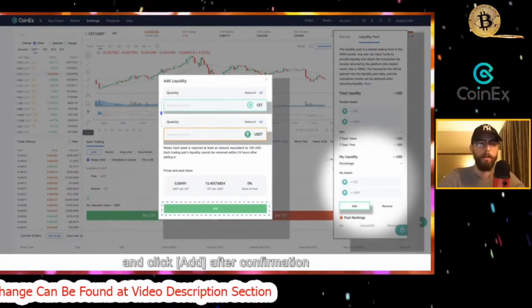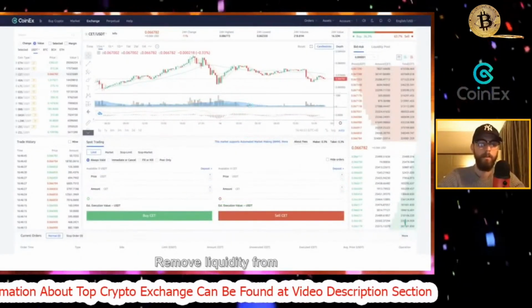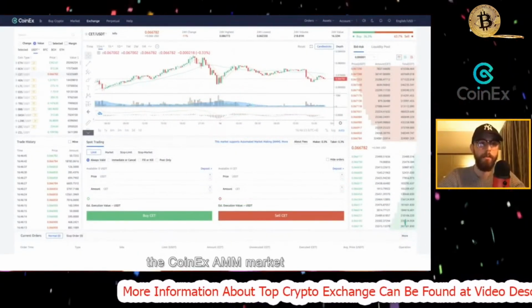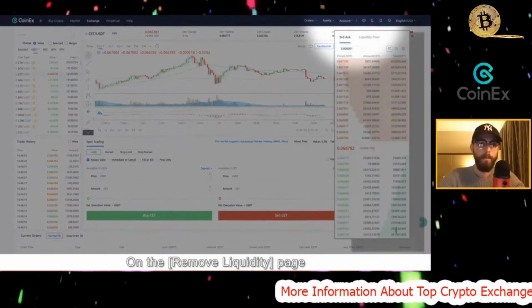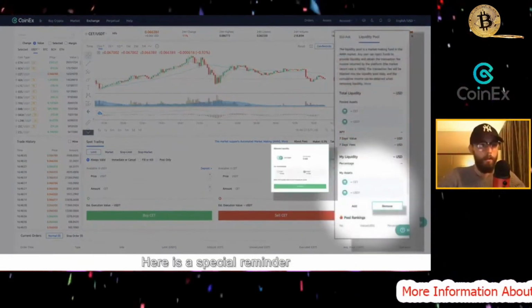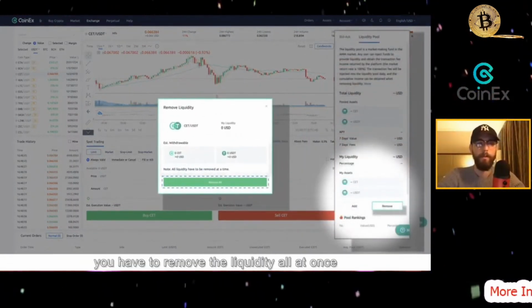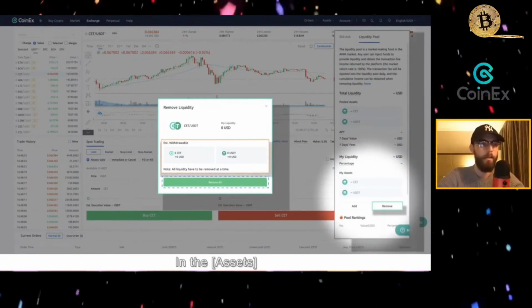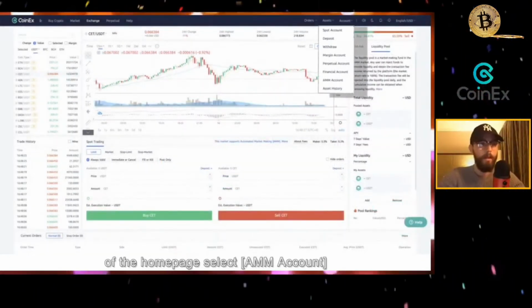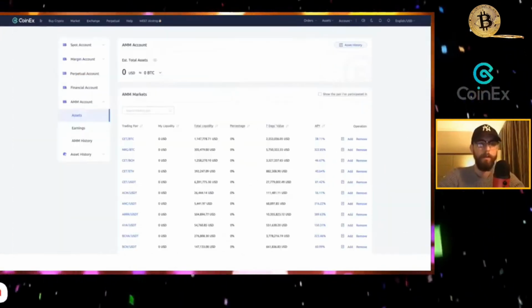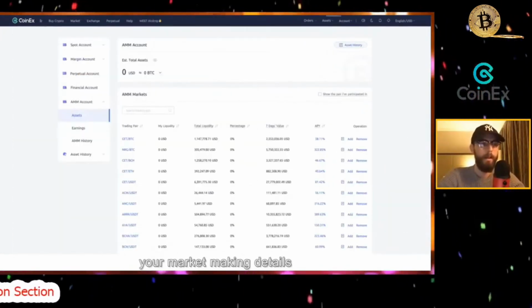Step 2. Remove liquidity from the CoinEx AMM market. On the Remove Liquidity page, click Remove All. Here's a special reminder. You have to remove the liquidity all at once. In the Assets in the upper right corner of the home page, select AMM account. And now you can view your market-making details.